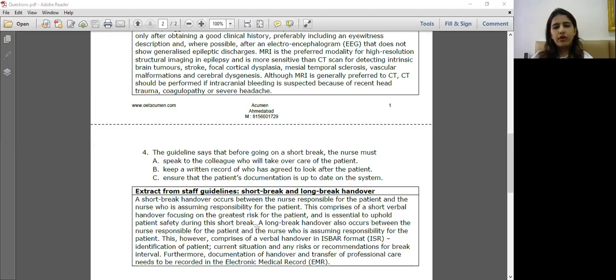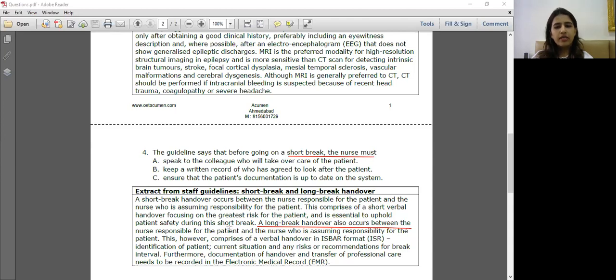So from this point onwards, they have started talking about long break. The rest of all the details are about long break, but the focus of this question is short break and what the nurse must do.